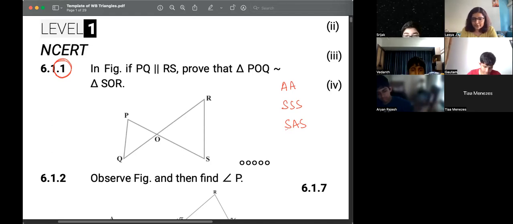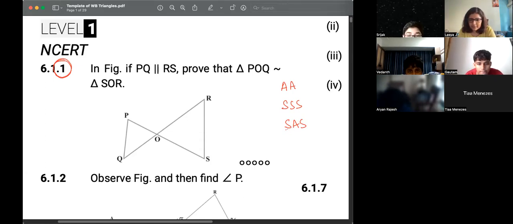Srijak has sent. Okay. Yeah, that's exactly what I'd asked. Mention which criteria you are using. If you're talking about AA, mention which of the angles are equal. Srijak, can you also give the reason for those two equalities? How did you get that?